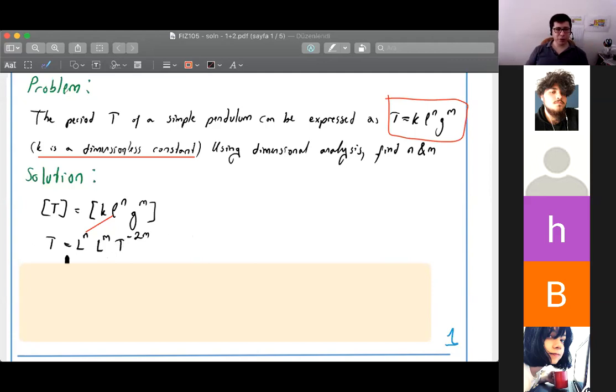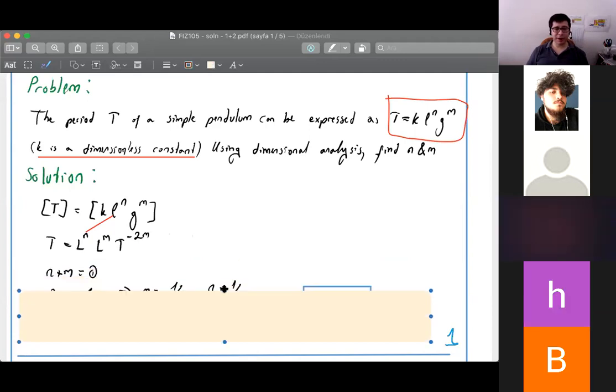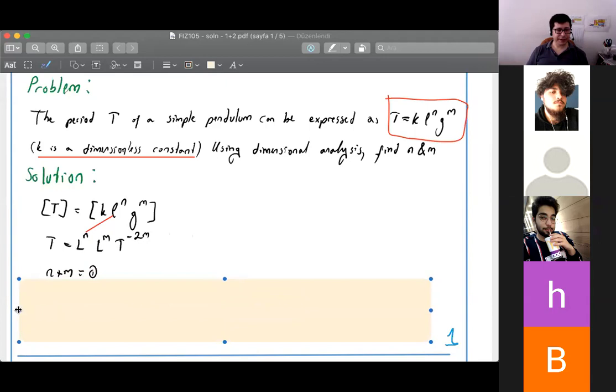Okay, so for this equation to hold, exponents on both sides must match. Okay, so T to the 1, here there's a 1, must be equal to T to the minus 2M, which will immediately give me the value for M. Here it is, right here, minus 2M must be equal to 1. On the other hand, for L terms, I have an exponent of N plus M for the right-hand side. If you look at the left-hand side, there is no L term, which means that actually there's an L, but its exponent is 0.